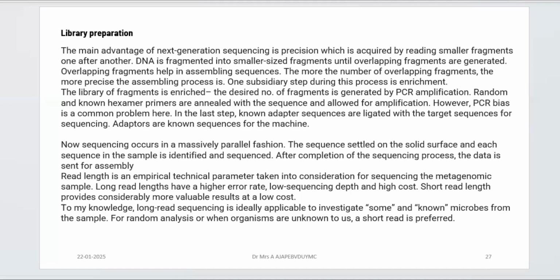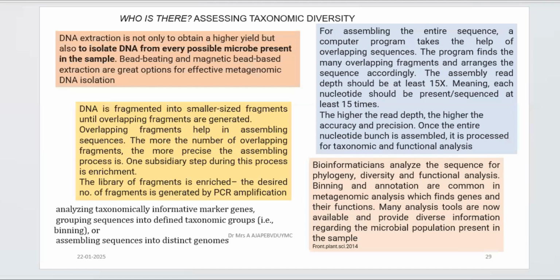So long read sequencing is ideally applicable to investigate some known microbes from the sample. But when you are going with unculturable unknown microbes, short read length fragments are preferred. And the library is constructed, and then you are going to go for sequencing. Right. Here are the summary steps for that.